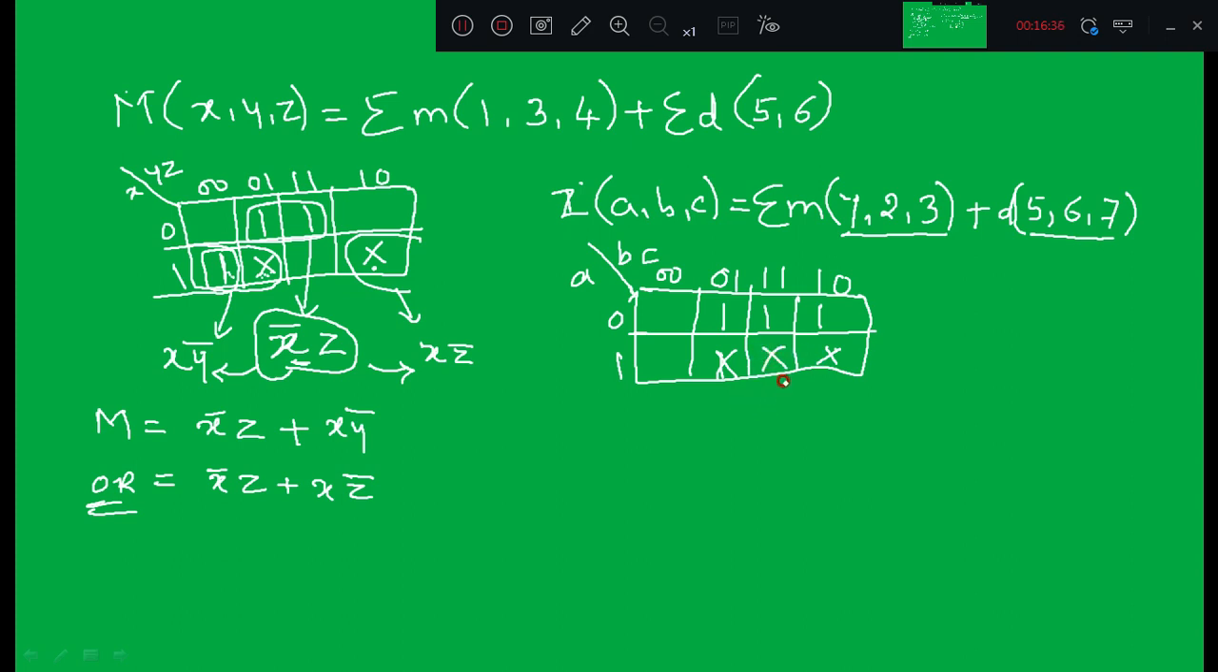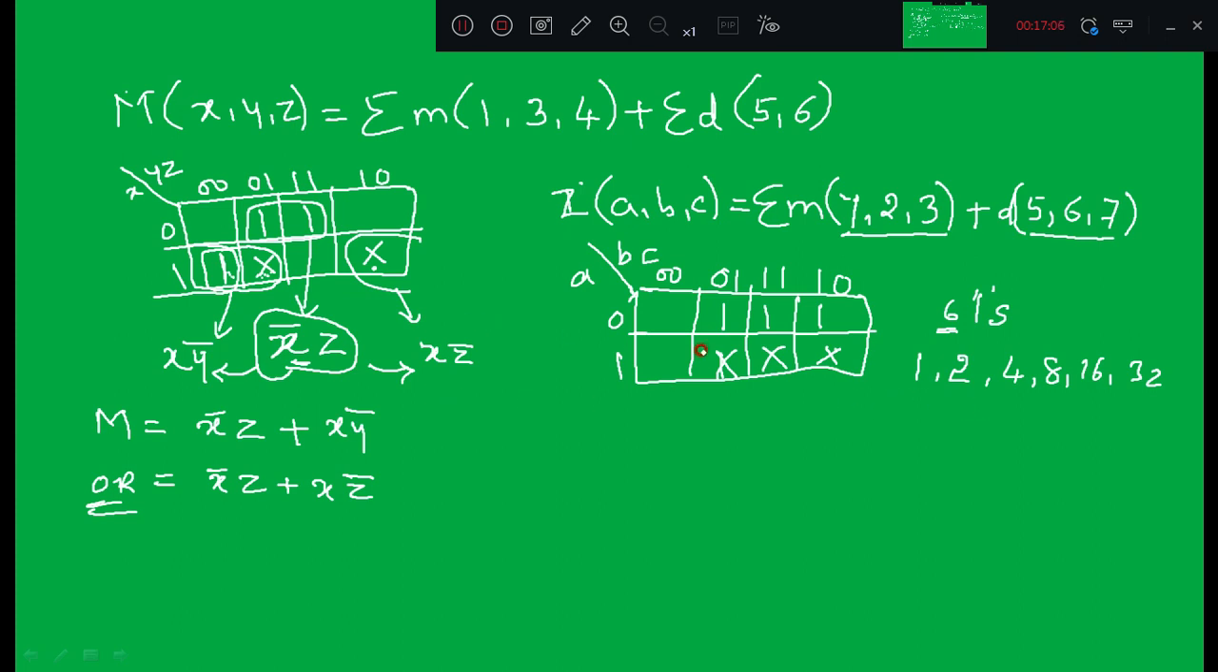Now how to group? I cannot group these three ones with these three don't cares, because I cannot group 6 ones. 6 is not a power of 2. So I can group a single one, I can group 2 ones, I can group 4 ones, 8 ones, 16 ones, 32 and so on. So the number of ones which you are covering in a group should be a power of 2.